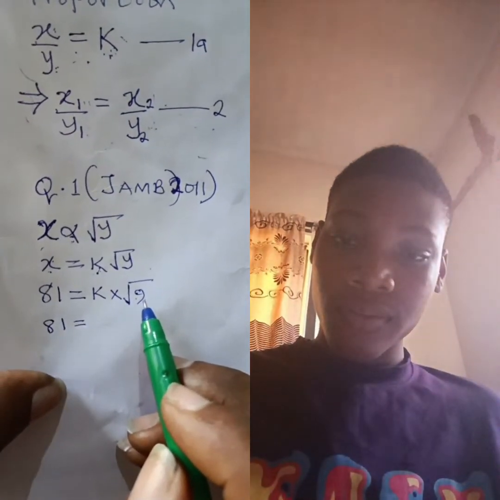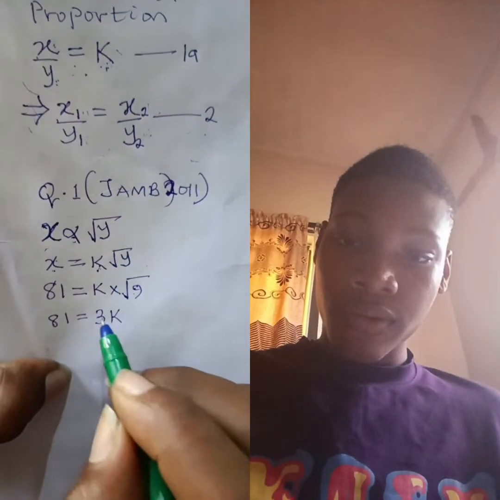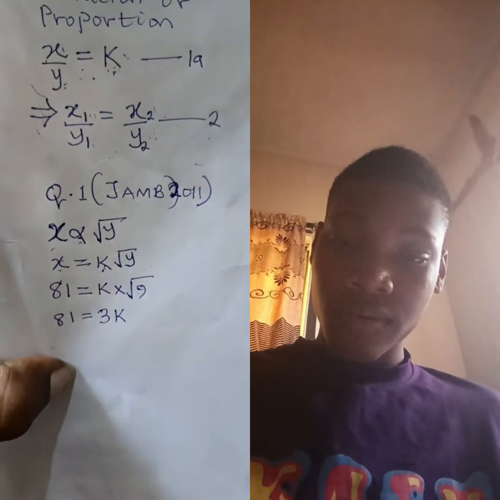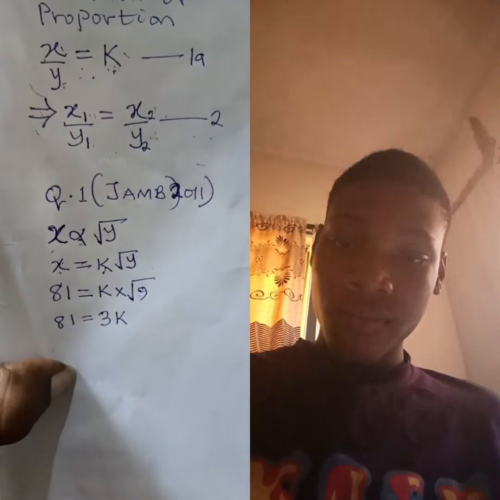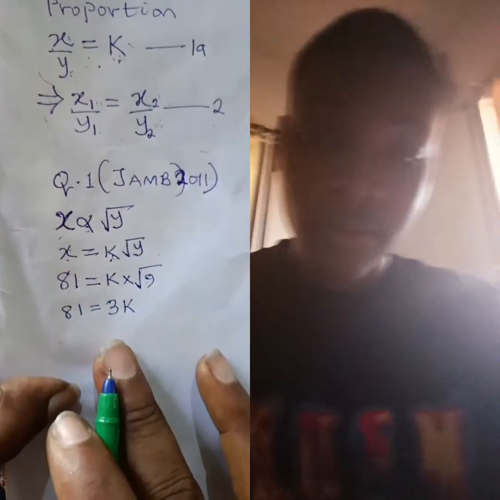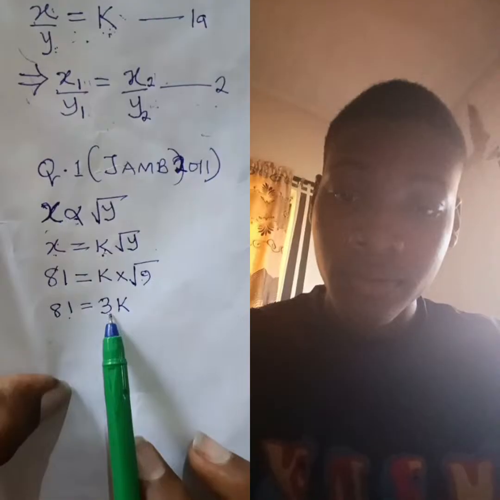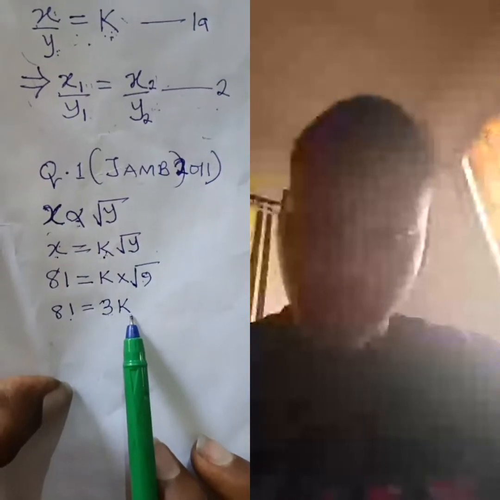3. Correct. 3 times K will give you what? 3K. Do you understand this? Yeah. To get the value of K, what do we do from here? You divide both sides by the number multiplying K. Is that not so?